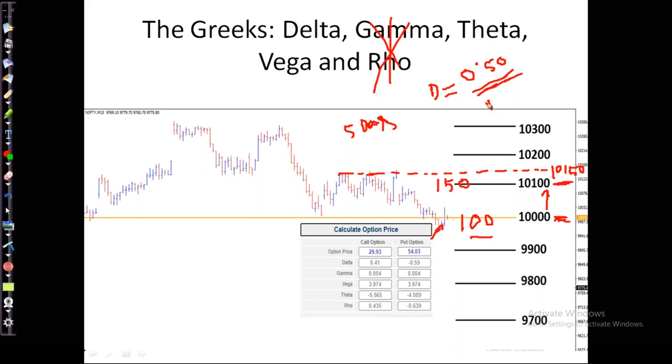Sometimes it's showing delta equal to 0.8. What is the meaning of that? It means if price goes up 100, option will increase 80. That is called delta. Is it clear, delta? Does anybody not understand delta?